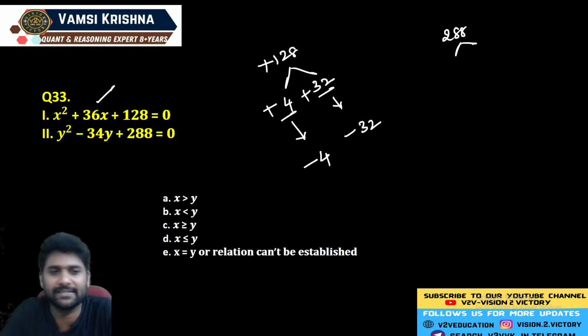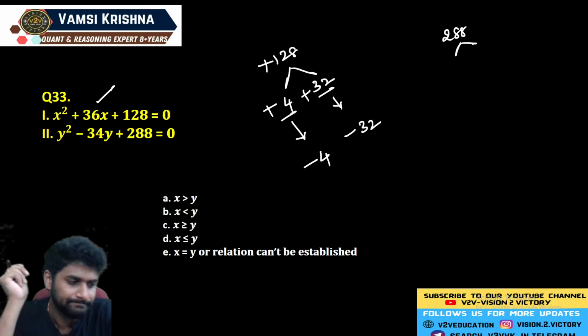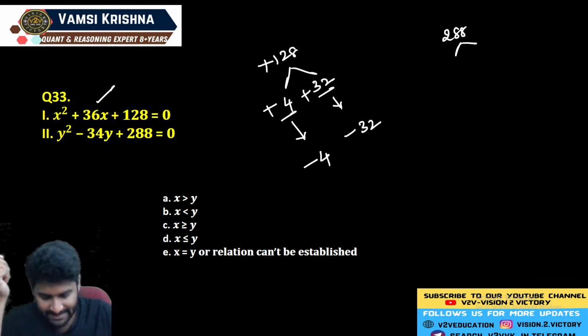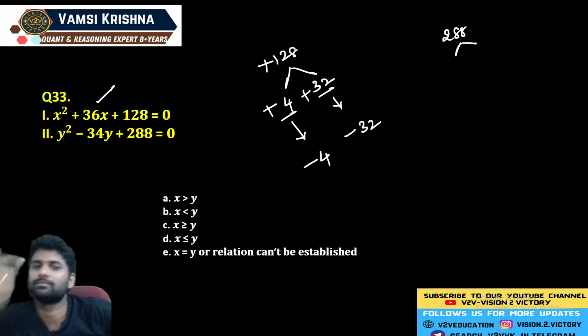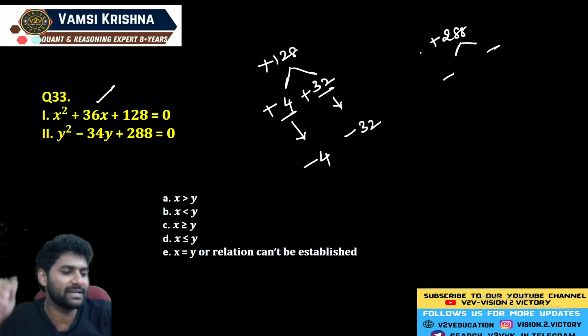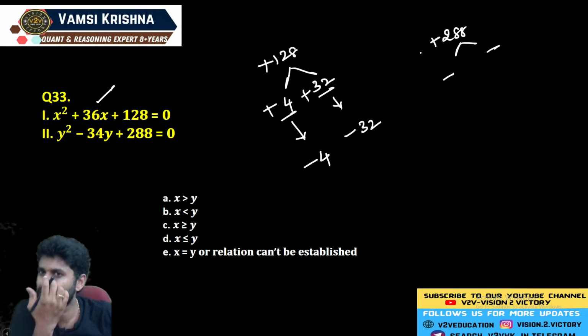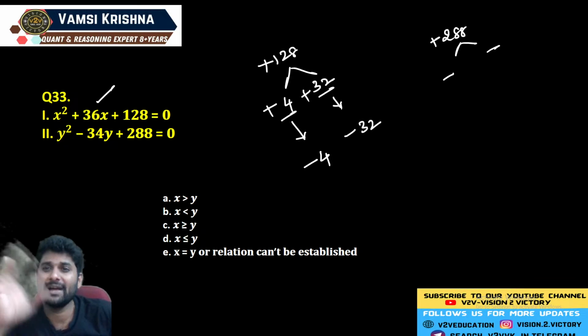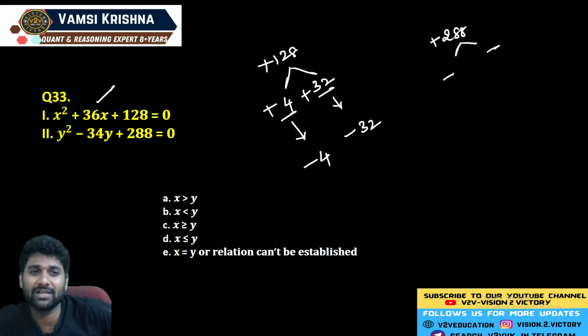What about 288? We need minus 34. Definitely one symbol is negative, other symbol is positive. Sorry, both are negative, guys. Positive resultant is getting through either both are positive or both are negative. So try to identify that. What are the two factors you will get 34?